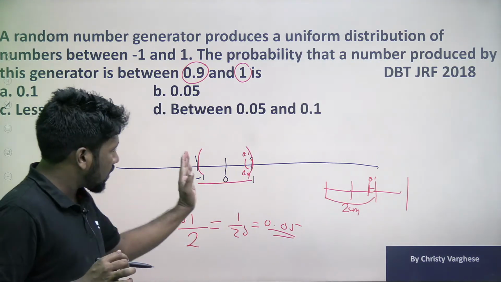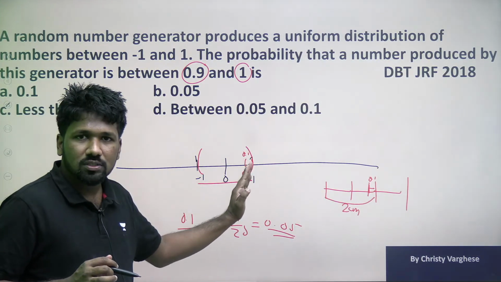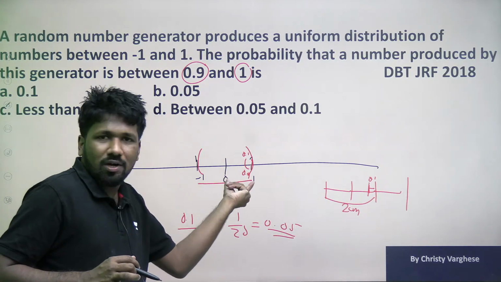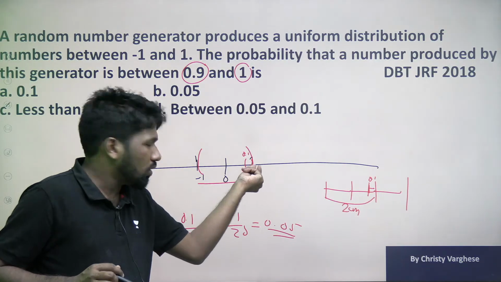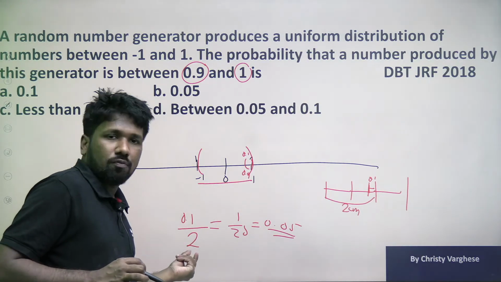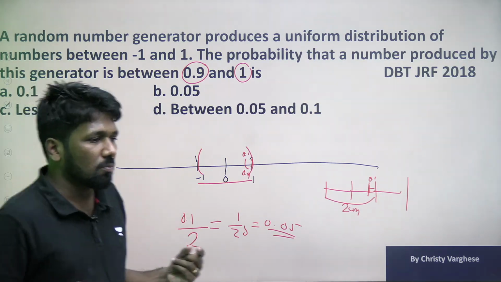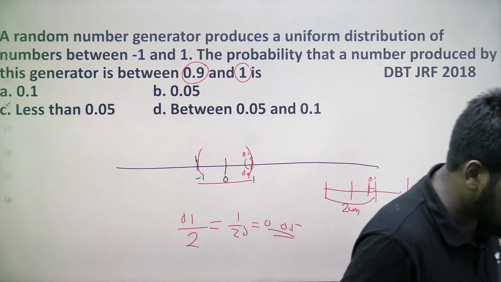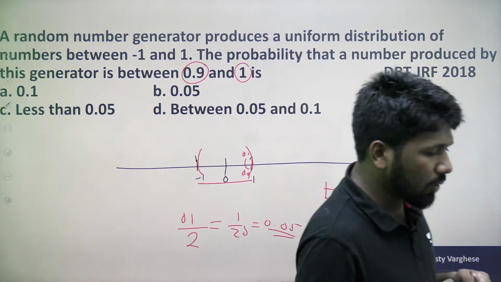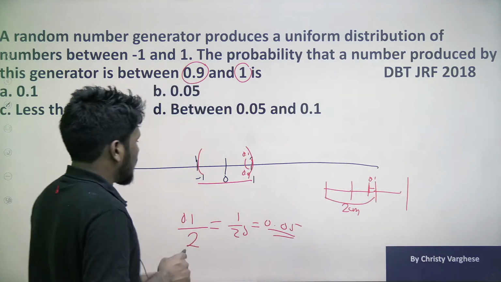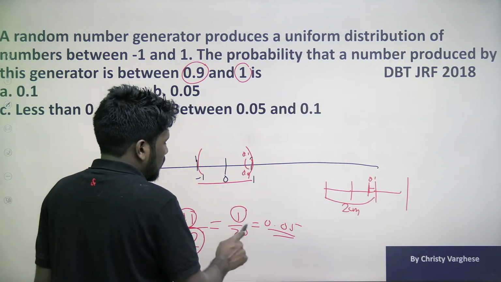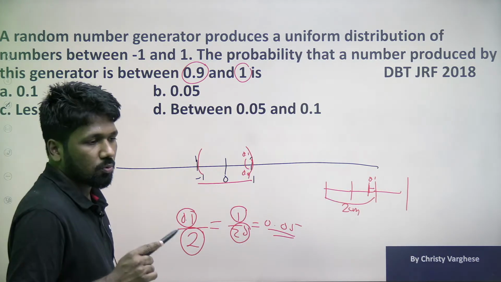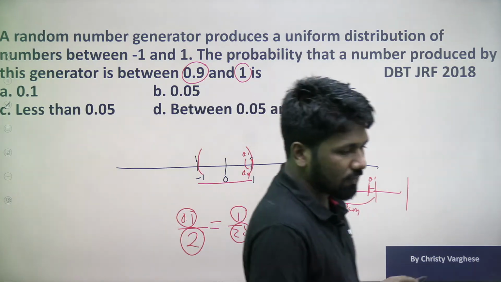Why 2 units? -1 to 1, there are 2 units. This is not 0 to 1, which is 1 unit. So 0.9 to 1 is just 0.1 units, 0.1 unit out of 2 units. Because what is the definition of probability? Required number divided by total number. The required number is 0.1, divided by the total number 2. 1 by 20 is the answer. So you will get 0.05 when you divide it.